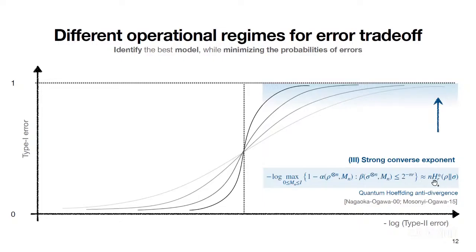So we have a Hoeffding star here. The notation is very similar to the Hoeffding divergence. This is also sometimes called the quantum Hoeffding anti-divergence between rho and sigma, another quantity. So this is found by these two papers. Okay, so this is the third regime.